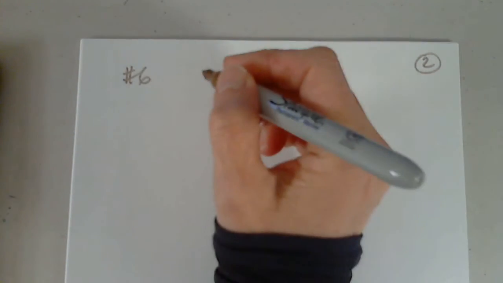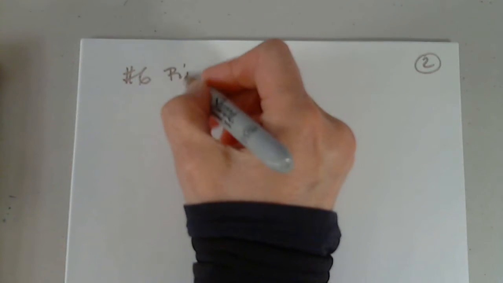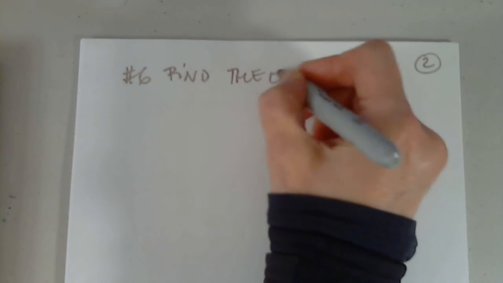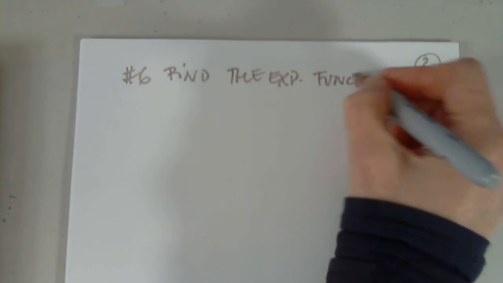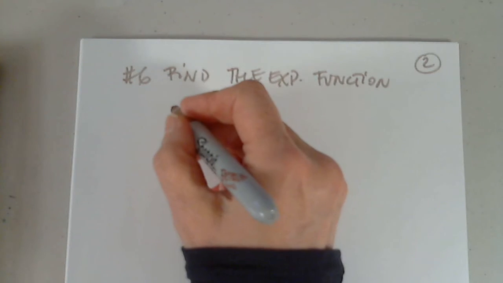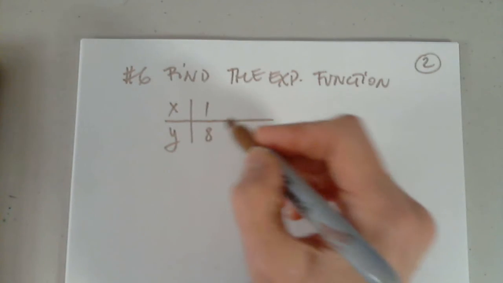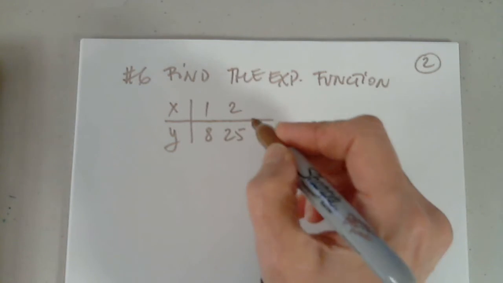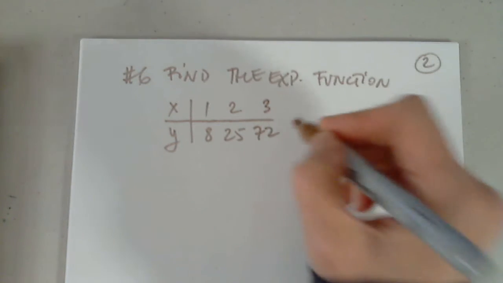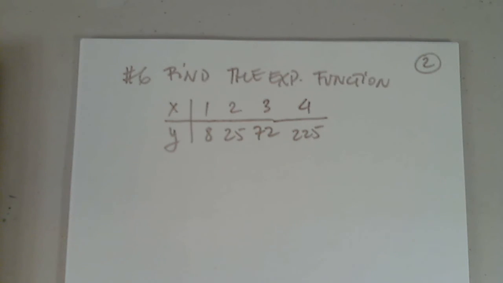So let's start with number 6. We are told to find an exponential regression curve. So find basically the exponential function or model or the curve. And they're giving us the data. They say x and y: 1 and 8, 2 and 25, 3 and 72, and 4 and 225. These are the ordered pairs. Stop me if you have questions anytime, please.